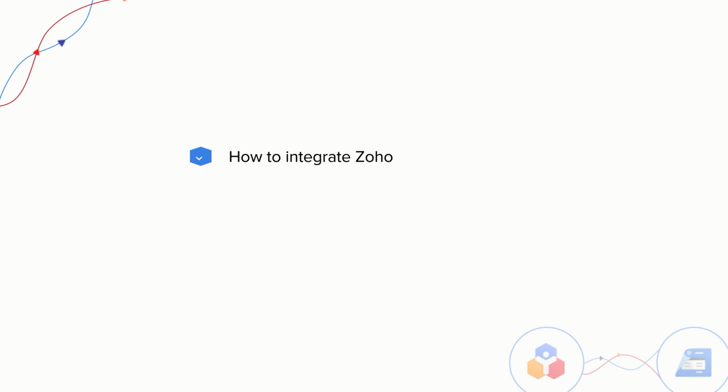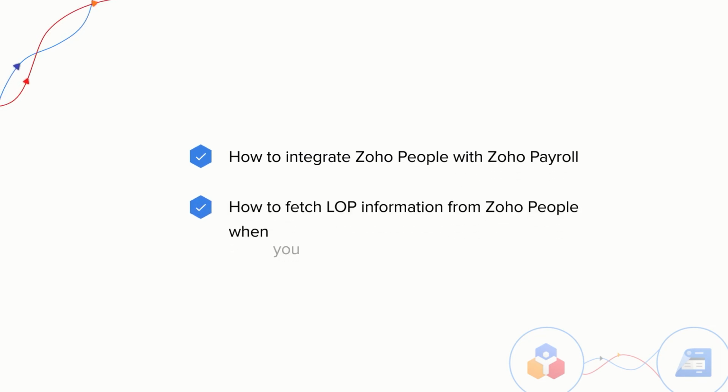You can verify them and run your payroll. So, in this video, we have seen how to integrate Zoho People with Zoho Payroll and how to fetch LOP information from Zoho People when you run your payroll in Zoho Payroll.